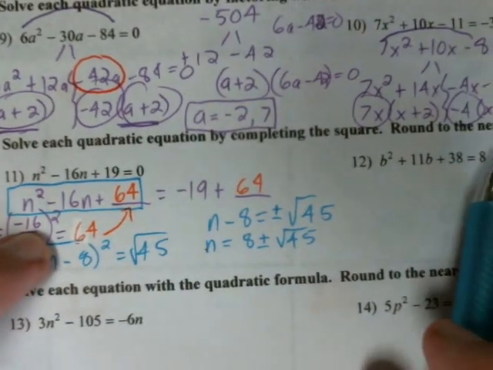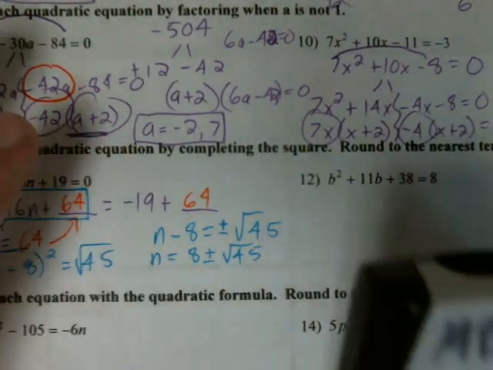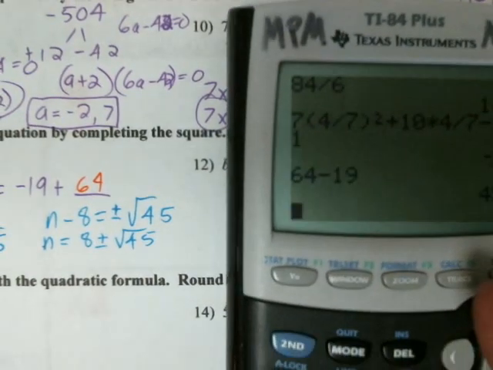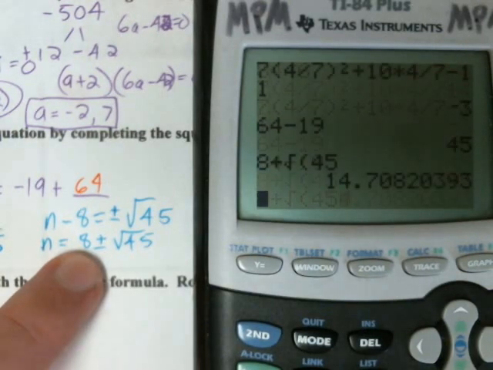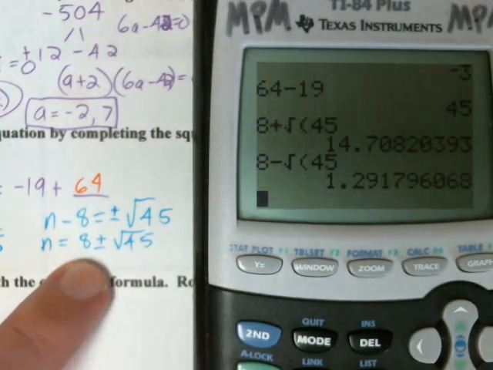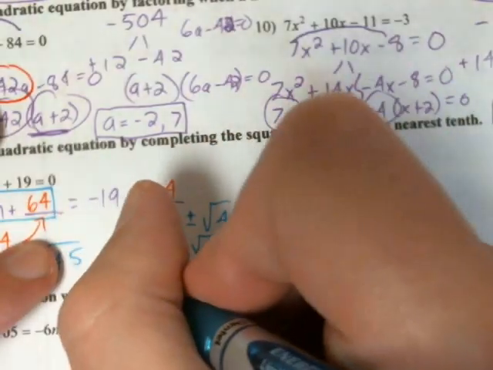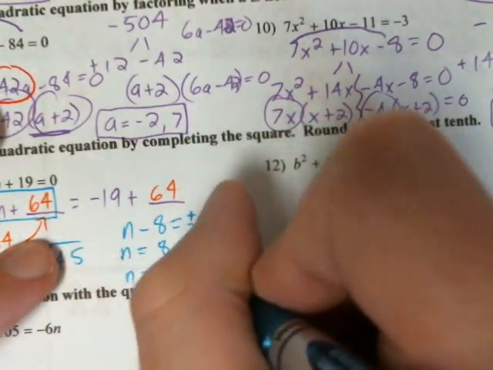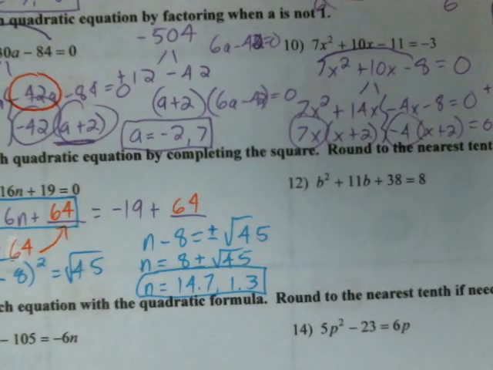Now, the directions say to round this to the nearest tenth. So I need to get two decimals here because 45 is not a perfect square. To get my two answers, guys, I'm simply going to do positive 8 plus the square root of 45. That's going to give me one number, 14.7. And then my other answer is going to be 8 minus the square root of 45, because we generate a plus or minus. So my two answers are 14.7 and 1.3. That is how you complete the square.